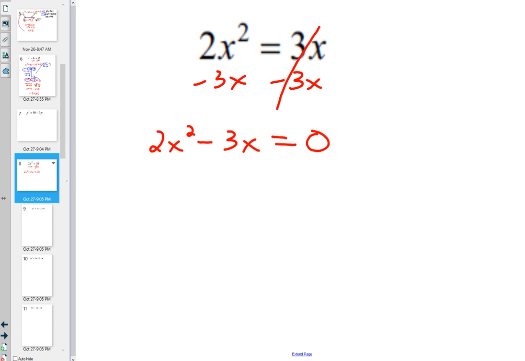All right, so once you make it equal to 0, here's where I was telling you the overthinking happens. Here's where the overthinking occurs. Do these two terms have a greatest common factor? No. Yes, they do. No. Yes, they do. No. Not just one. They both have an x.